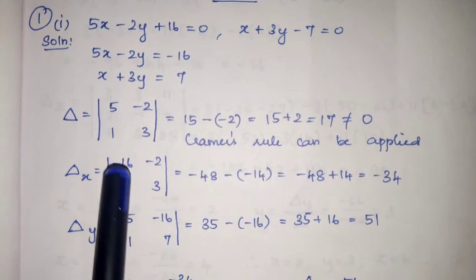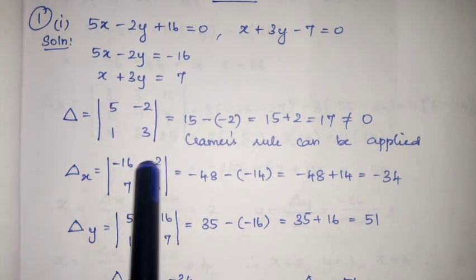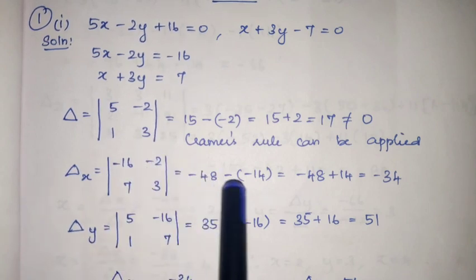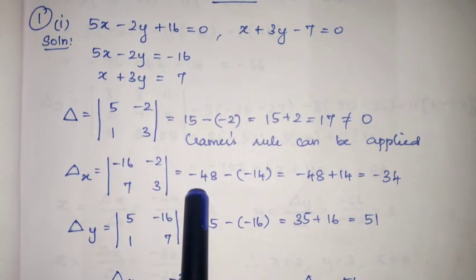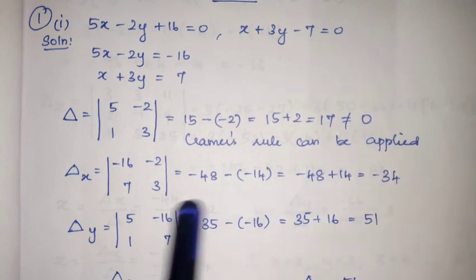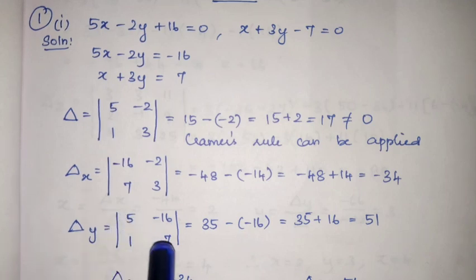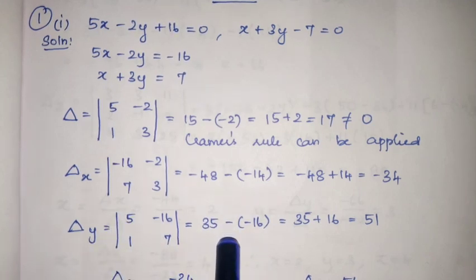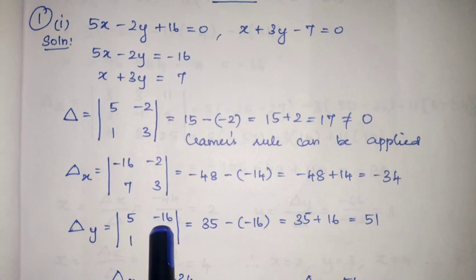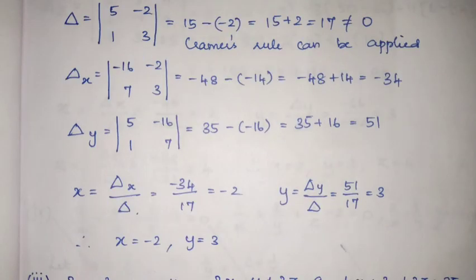How to expand? Multiply these two: minus 16 into 3, which is minus 48, minus, multiply these two: minus 7 into minus 2 is plus 14. So minus 48 plus 14, which is equal to minus 34. Now del y, the same way you have to expand it. 5 into minus 7 is minus 35, minus of 16 into minus 2... so the result is 35 plus 16, which is equal to 51.